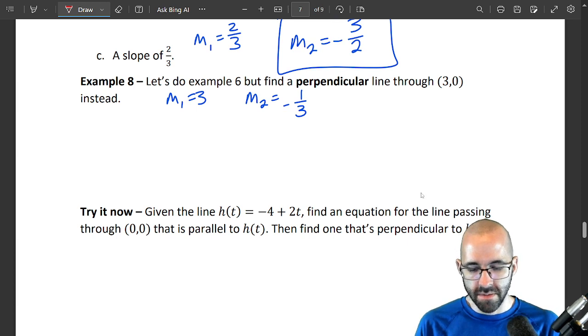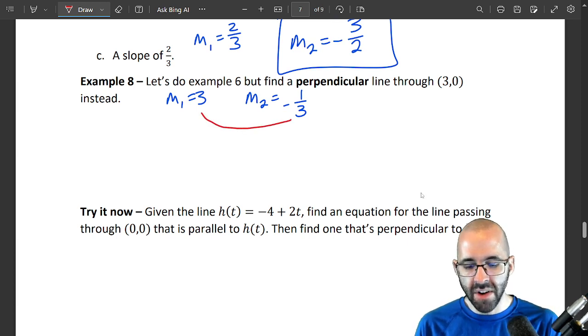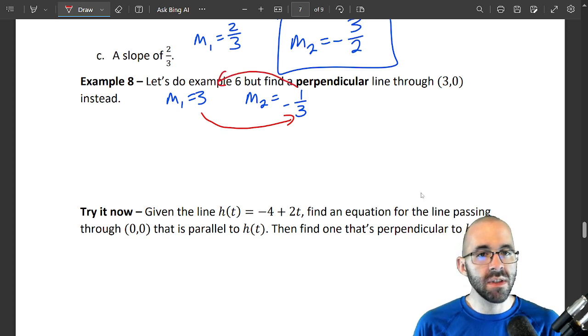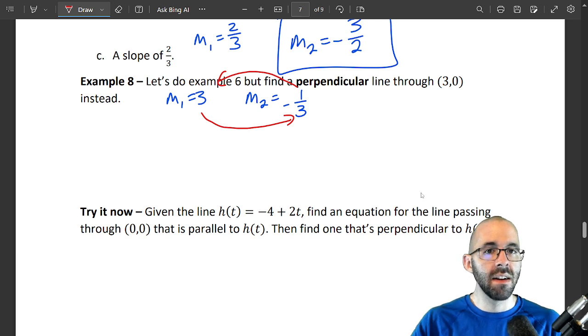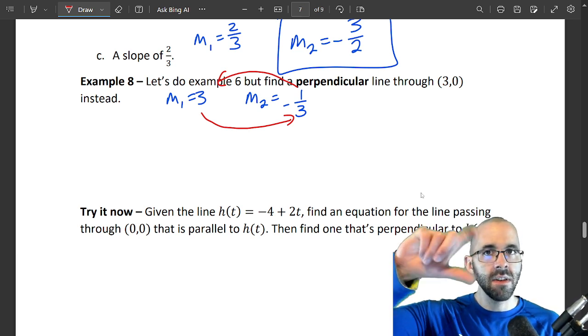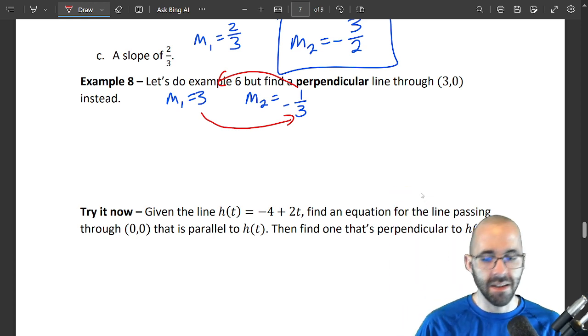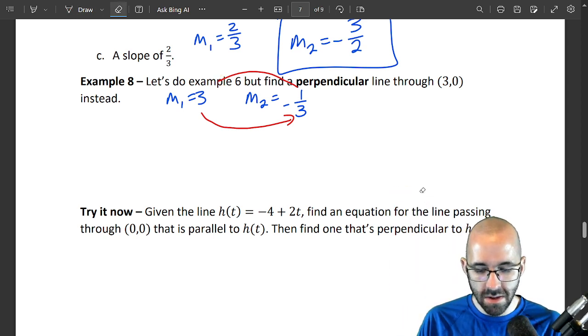All right. So we find the negative reciprocal and we get -1/3. We could also take the negative reciprocal of -1/3 and get 3 back. If you flip -1/3, you get -3. Take the opposite of -3, you get +3. So it goes both ways.